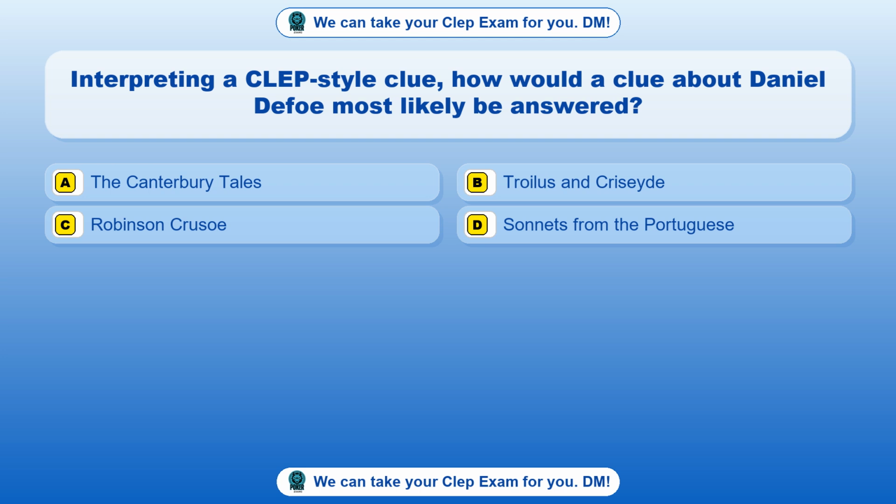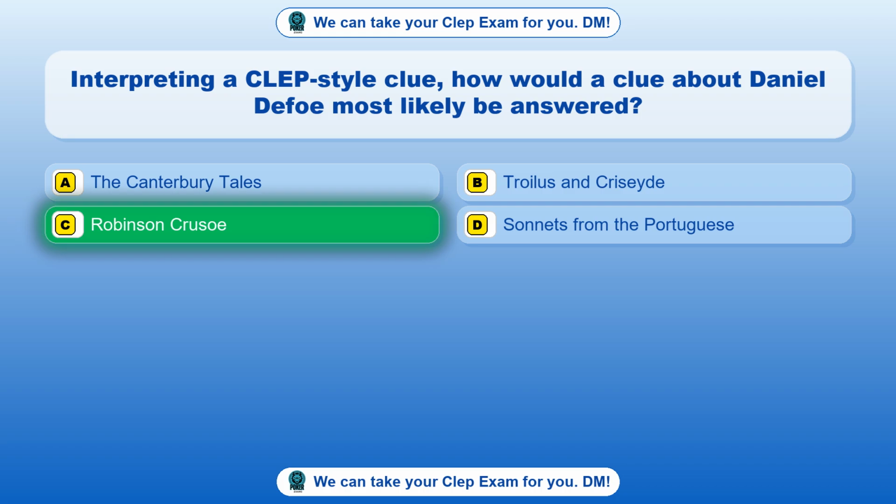Option A. The Canterbury Tales. Option B. Troilus and Cressida. Option C. Robinson Crusoe. Option D. Sonnets from the Portuguese. The correct answer is option C.